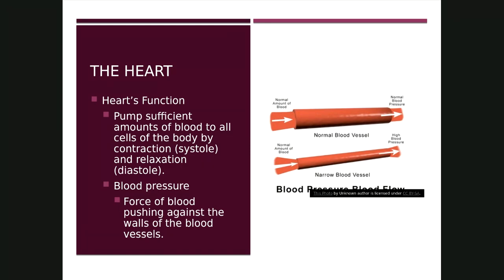So the heart's function is to pump sufficient amounts of blood to all cells of the body by contraction, systole, and relaxation, diastole. Blood pressure is the force of blood pushing against the walls of the blood vessels. So as shown here, normal blood pressure, narrowing blood vessels could cause high blood pressure because you're pushing through a smaller surface area, and at a normal pressure that would cause the blood pressure to go up.